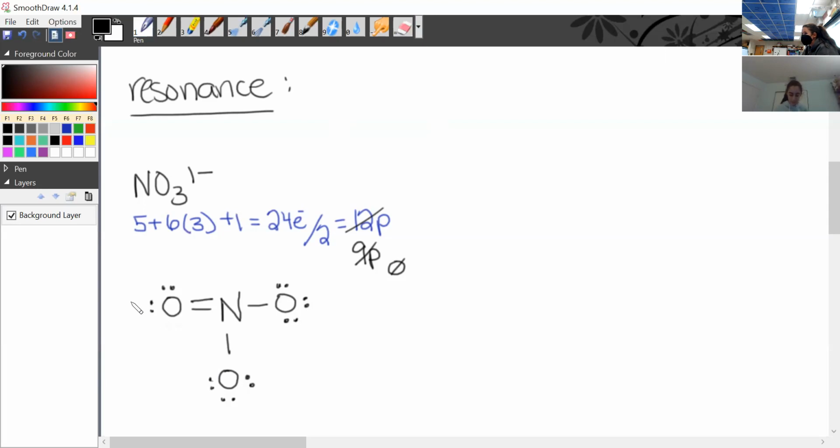Now everybody's satisfied. I'm going to put it in brackets, and I'm going to pop my 1 minus charge behind it, because that's what we do for polyatomic ions. I told you to put your double bond wherever you want because it's going to turn out that it doesn't matter. Let's calculate formal charge. Maybe some of you drew the double bond in different places, but let's calculate formal charge.